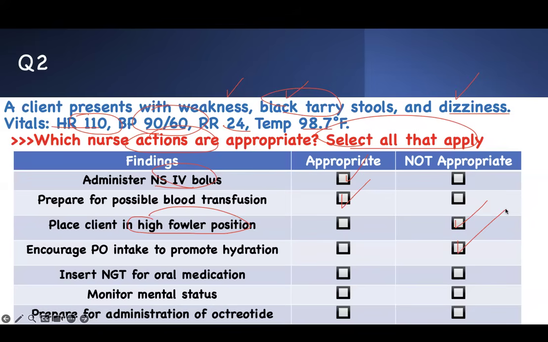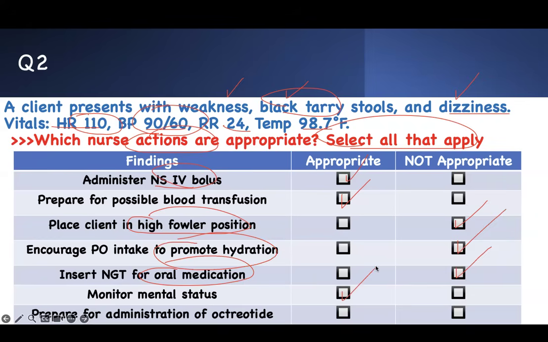Insert NG tube for oral medication. This is another trap. The patient is having a GI bleed. Even if we have to insert an NG tube for gastric lavage, this is usually done by the provider, not the nurse. We don't need to insert an NG tube to give you PO medication. Negative. Monitor mental status because I'm dizzy, because I'm bleeding, and because I'm in shock.